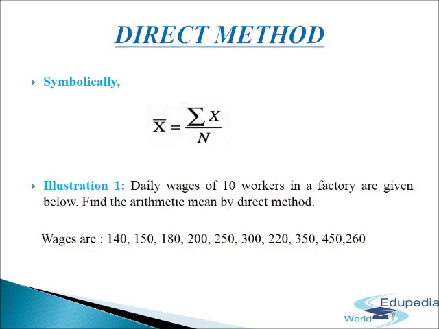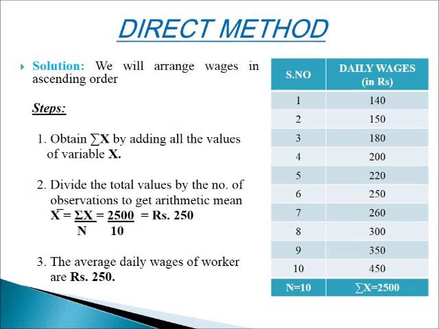Daily wages of 10 workers in a factory are given. We have to find out the arithmetic mean by direct method. First, we will arrange the wages in ascending order, that is, we will start with 140, then 150, 180, 200 and so on. After that, we will obtain sigma x by adding all the values of variable x. After that, we will divide the total values by the number of observations to get arithmetic mean.